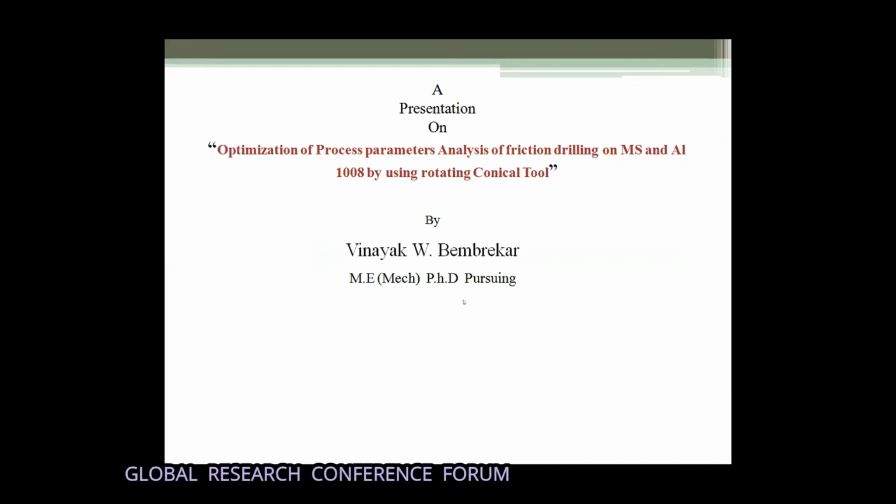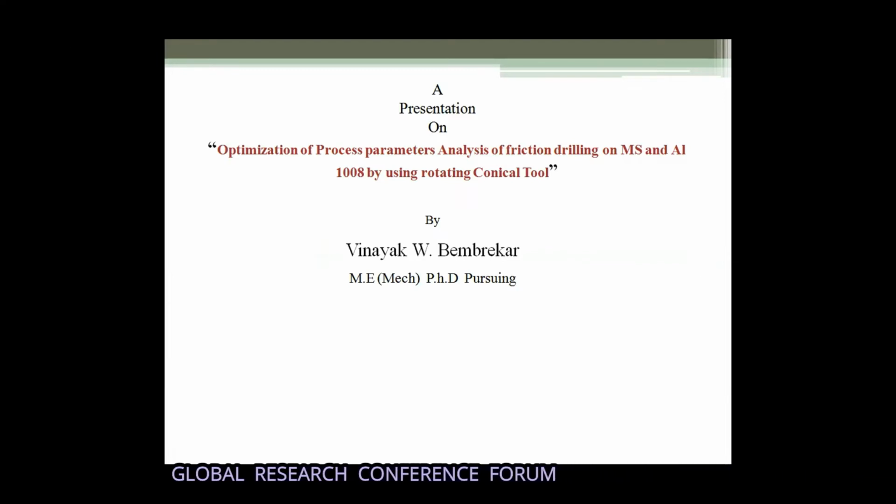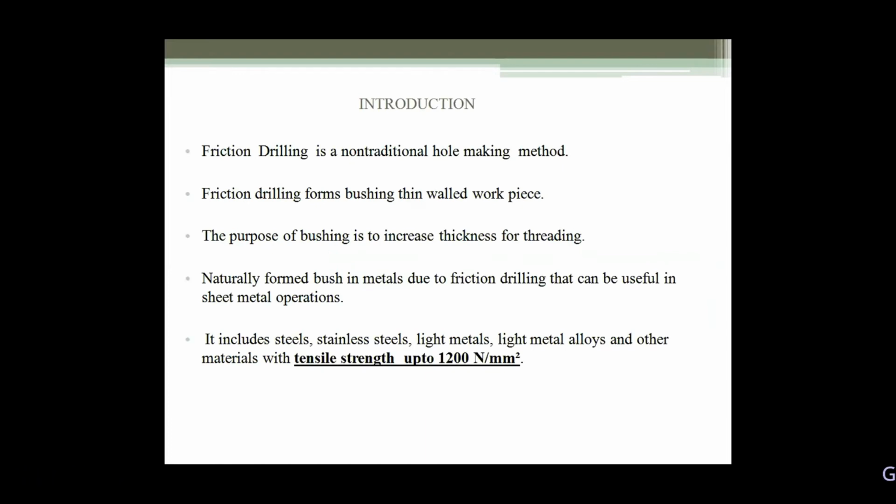I am presenting my paper on the optimization of process parameter analysis of friction drilling on mild steel and aluminum 1008 by using a rotating conical tool. These are the contents of my topic: introduction, literature survey, proposed problem statement, objective, experimental calculation, conclusion, and the references. Initially I will talk about friction drilling.